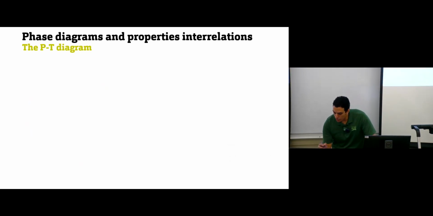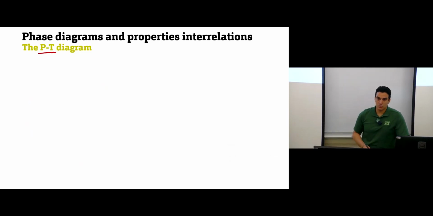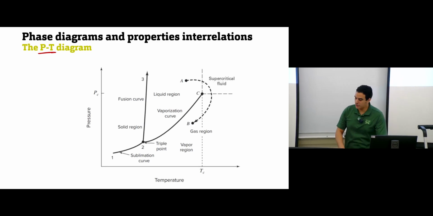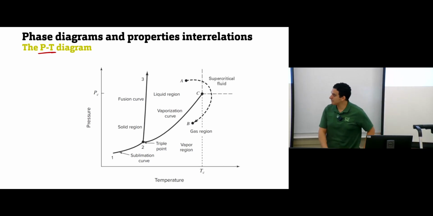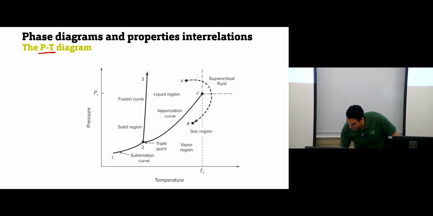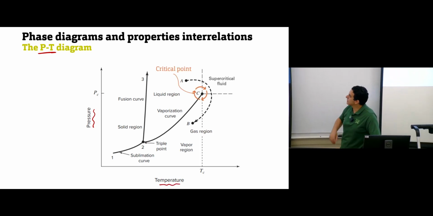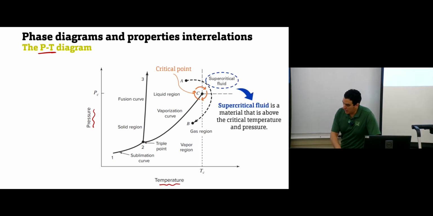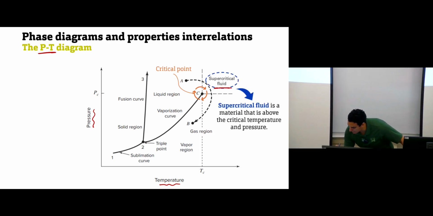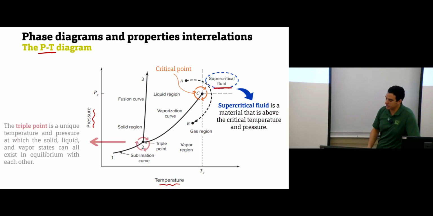Then we have one diagram called the PT diagram. This one is the relationship between pressure and temperature, and it looks like this. So here it has the PT diagram. The y-axis is pressure, the x-axis is temperature. Here we have 3 points. Again, this is the critical point. At this region, above critical pressure and above critical temperature, we have supercritical fluid.